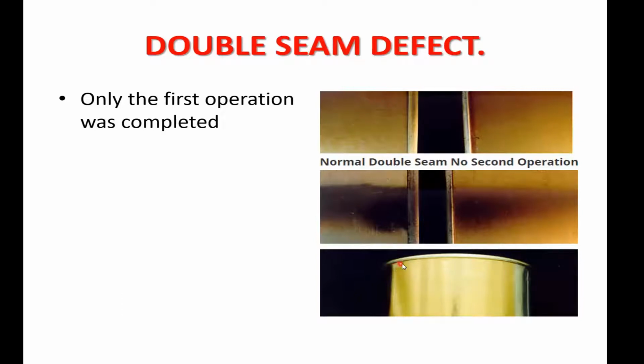So here the seaming will not be proper. Through those small holes, the air can enter or the microbes can enter. If the seaming is not proper, the moisture will be there, and it will start rusting. This is called a double seam defect. You can see here.